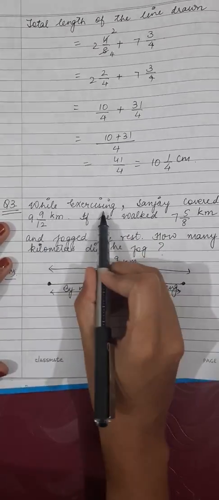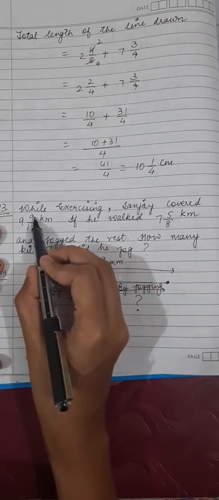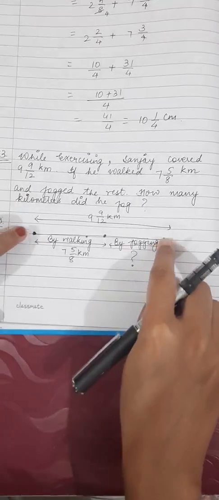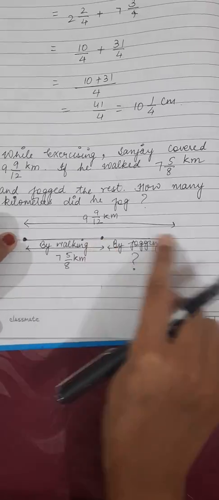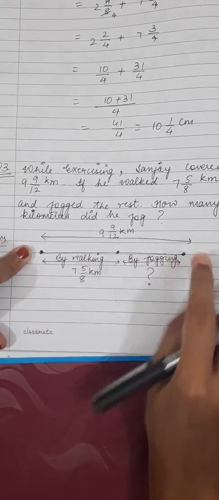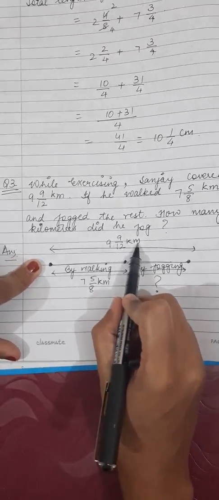Now let's do question number 3. While exercising, Sanjay covered 9 upon 12 kilometers. So this is the total distance from here to here and here to here. Now this is the total distance which Sanjay covered while exercising, 9 upon 12 kilometers.